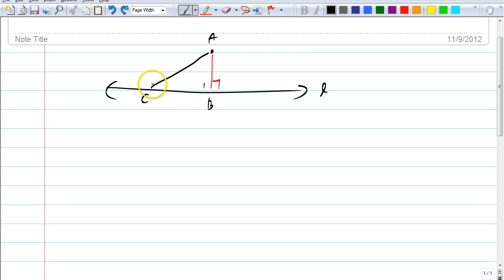Let me call it angle 1, angle 2. Do you see how angle 1 is always going to be greater than angle 2? Would you not agree? Because in a triangle, how many right angles can you have? One. And this angle is going to be right.